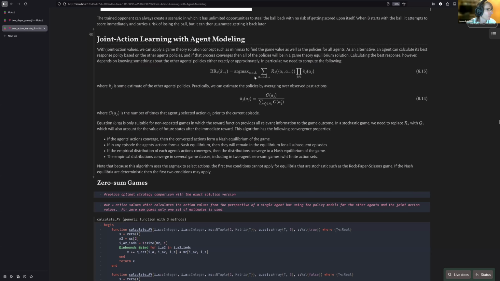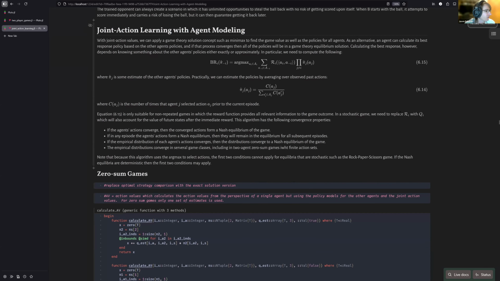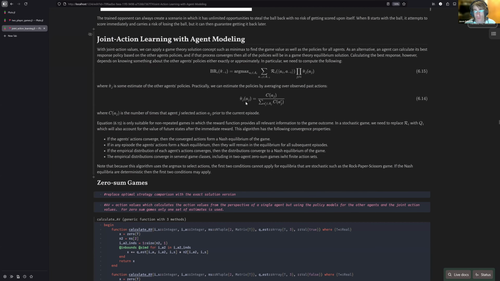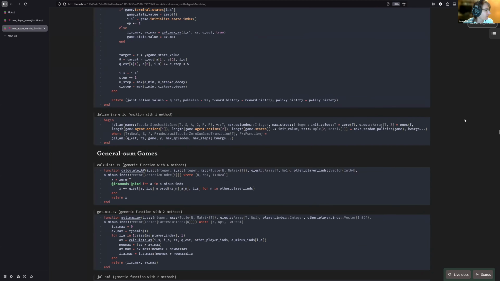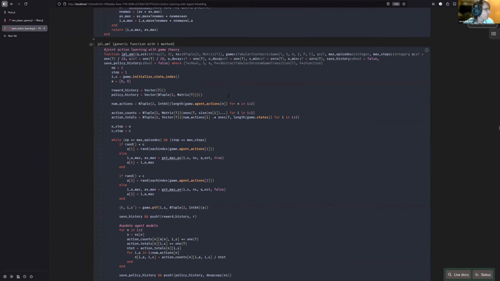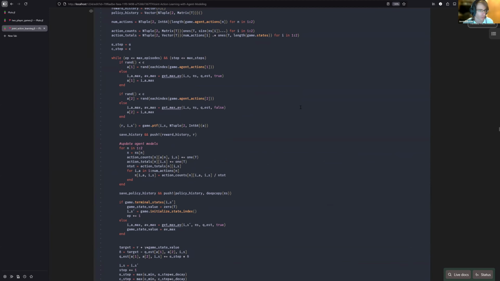So we did that with minimax Q learning, and then with agent modeling, this is what I was talking about, where we use this equation to calculate the best response policy using the current estimates of the other agents' policies. And we collect data. This is just a count of the number of times this action has been selected. So we're just having a simple average as our model for the agent models, right? The agent model is simply counting what we think the probability of the agent's actions is. So this is what we went over at the end of last time, how this algorithm works.